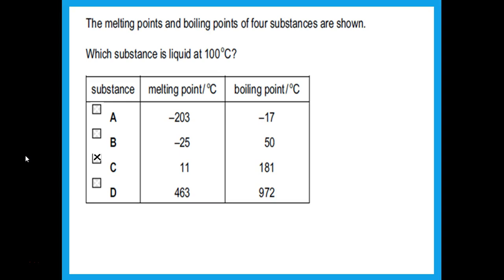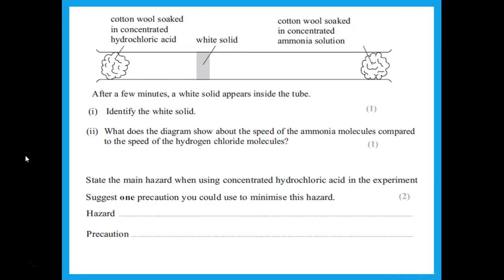B also has a low melting point and a low boiling point, and that means it also is a gas. D has a very high melting point and boiling point, and that means that at 100 it hasn't melted yet, and that means it is a solid. So my answer is C.